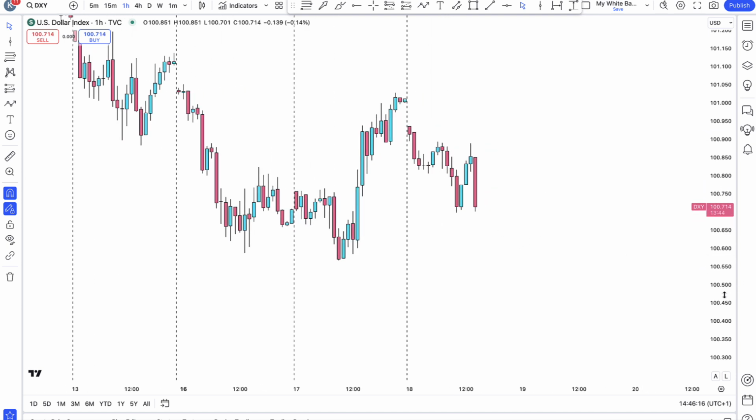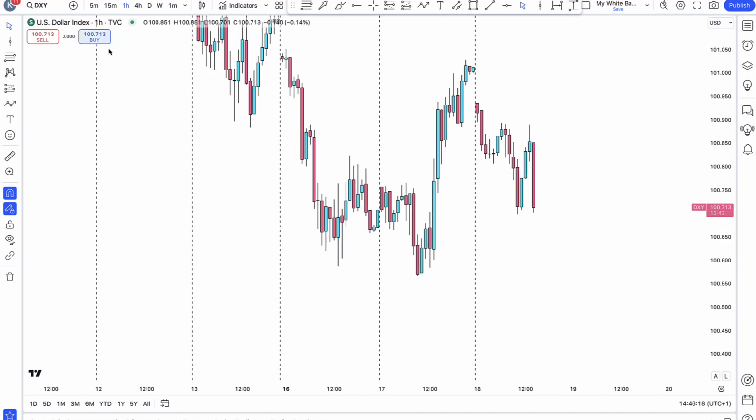So look at what price did for DXY. That is the dollar index. The dollar index is negatively correlated with GBPUSD and EURUSD. So look at this. Price has created a low here. What are we supposed to have on GBPUSD? A high, because they are negatively correlated.